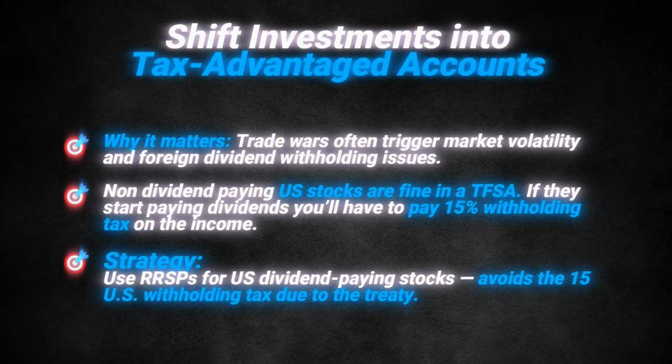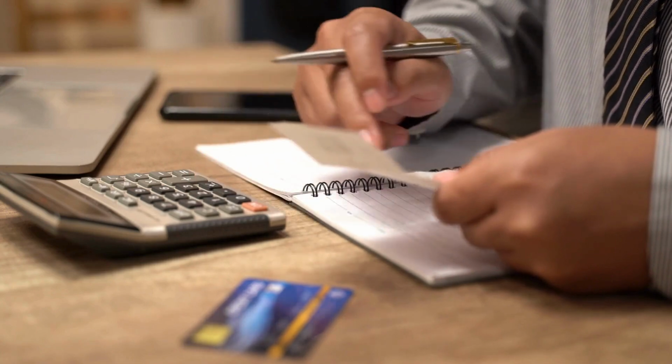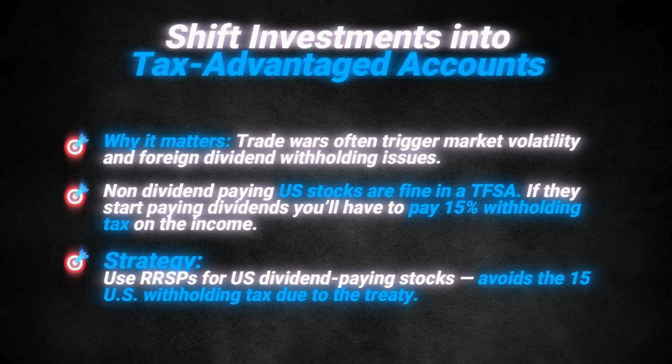But Canada and US has a tax treaty that in an RRSP, withholding tax will not be deducted. So if you have investments in a TFSA, you might be at a loss of 15% withholding tax if you hold any dividend paying foreign stocks in the US. But if you move that to an RRSP, this will not be the case. So my first suggestion is move your investments to RRSP if it is a dividend paying stock in the US.